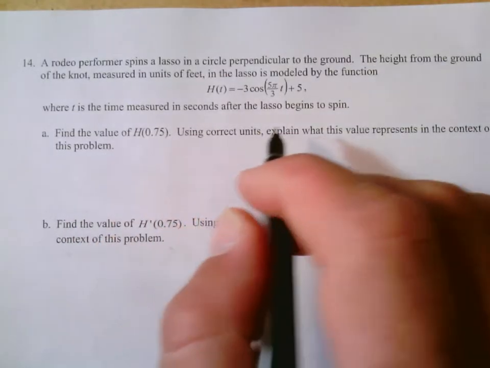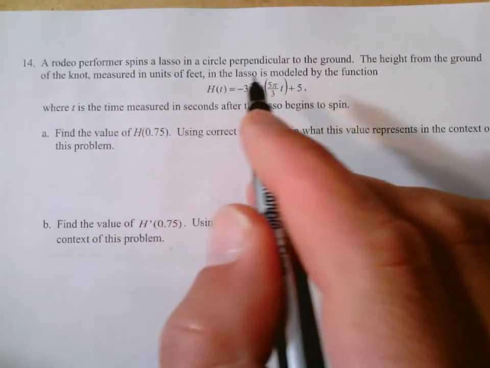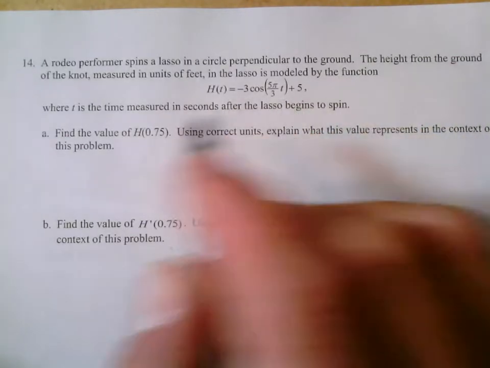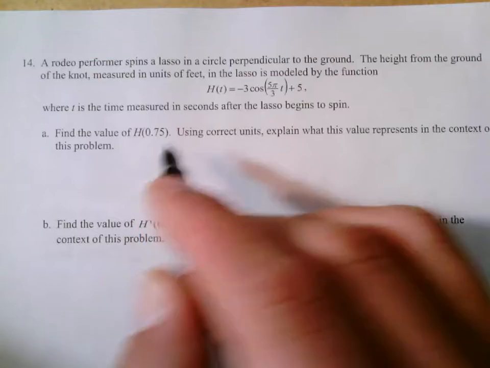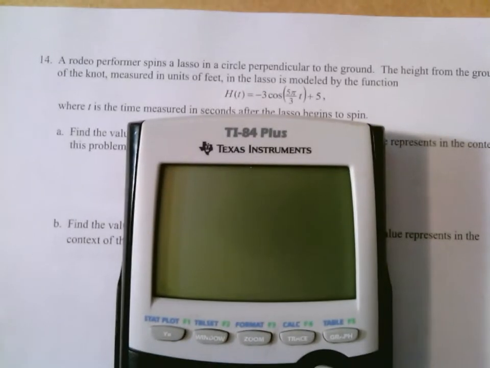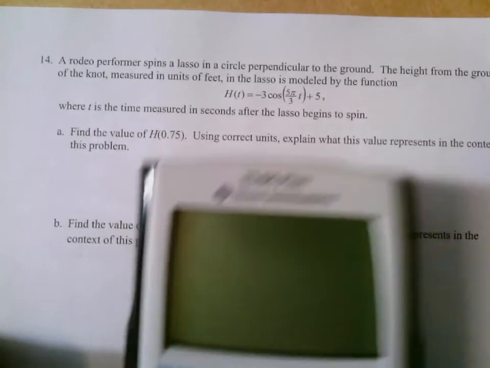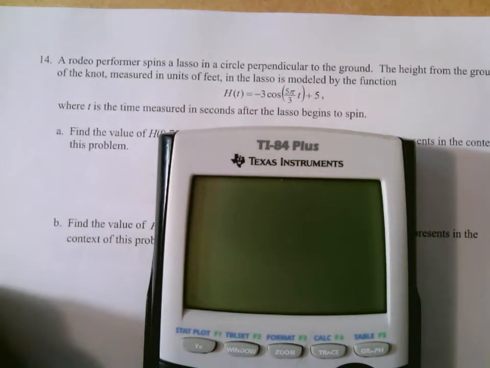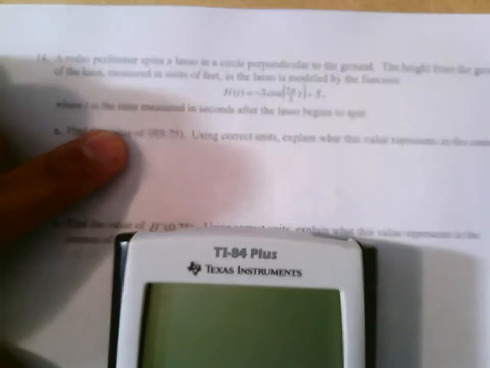Find the value of h prime of 0.75 using capital H. Explain what this is. He spins a lasso in a circle perpendicular to the ground. The height from the ground. Alright, so we're going to plug this into the calculator. I'm going to do this whole thing in the calculator. We can certainly find this derivative. Y'all are very good at it. Especially you, Dane. Alright, so we can go math. Oh wait, we just want the value of h of 0.75.